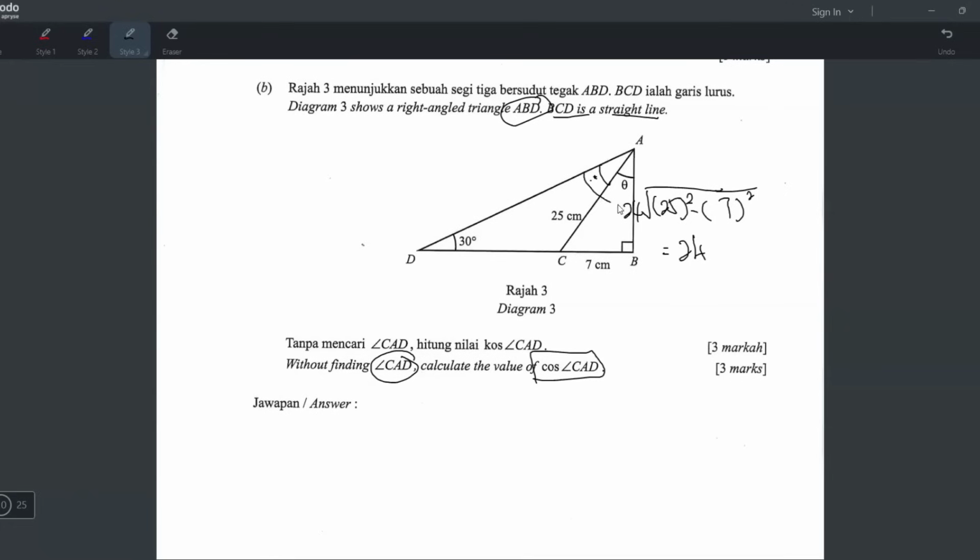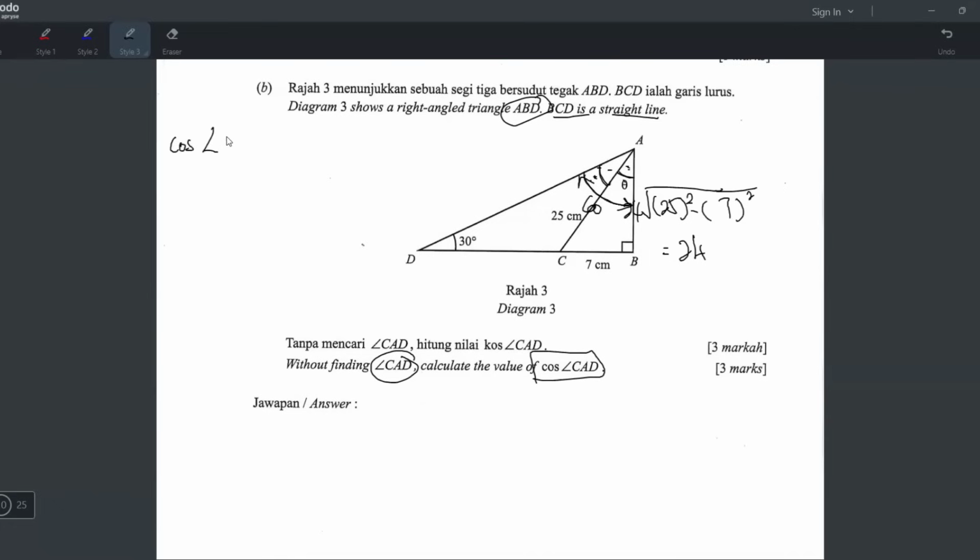That means the whole angle here will be 60. Okay, but 60 is the whole angle, including the theta and including this. Both these angles added together will be 60, right? Because you take 180 minus 90 minus 30. Okay, what else? I think that's it, right? So I think I can start to do it now.